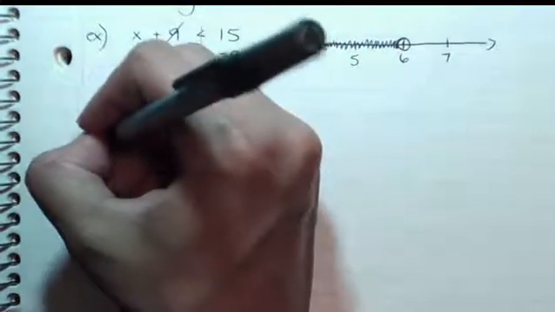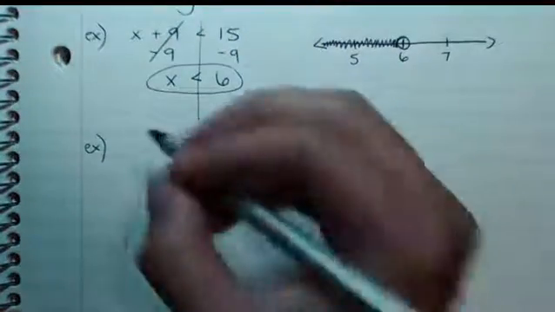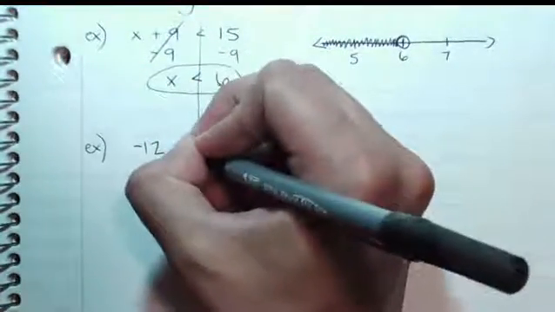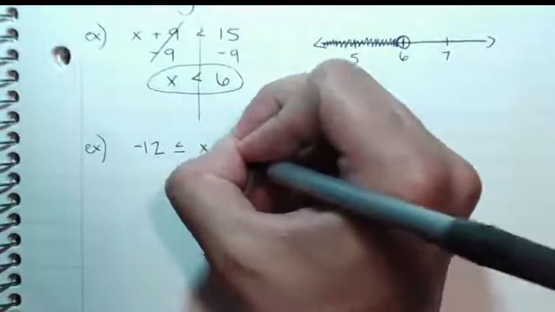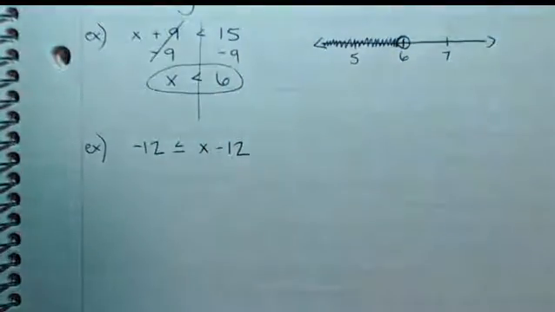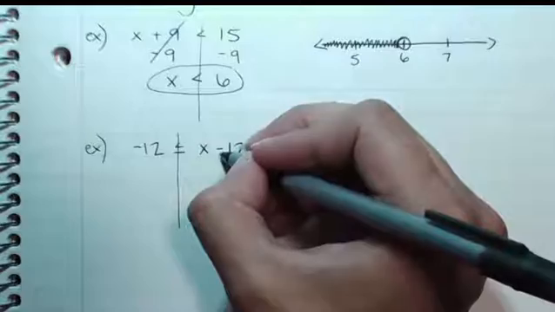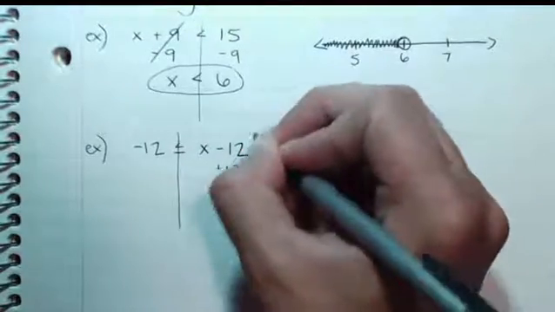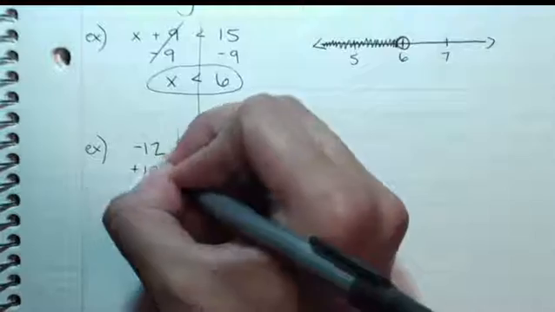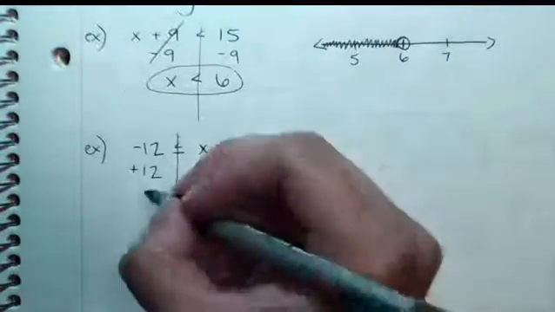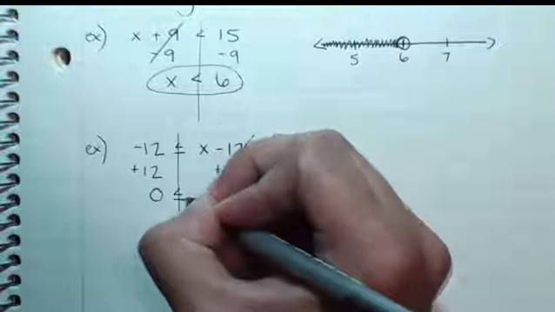Okay, let's try this one. Another one step. Let's do negative 12 is less than or equal to x minus 12. Go ahead and take a second to solve that and graph it as well. Okay, so again, I want to get x by itself, so instead of subtracting 12, I'm going to add 12 to cancel it out to a 0 pair. Add 12 over here. Negative 12 plus 12 is 0, is less than or equal to x.